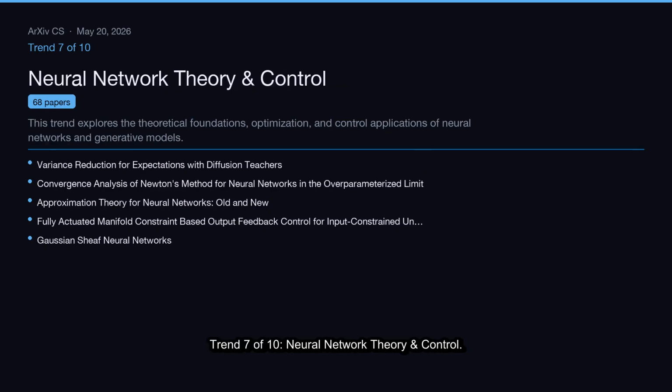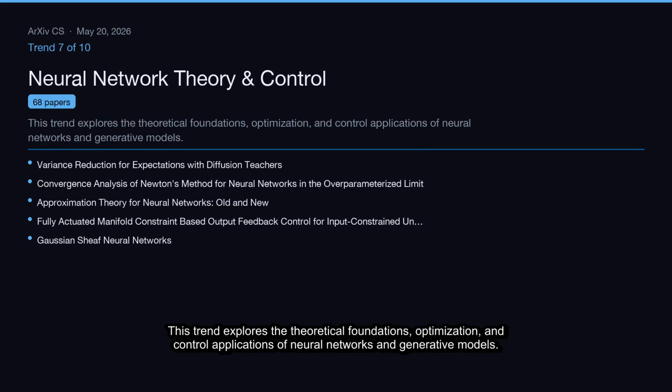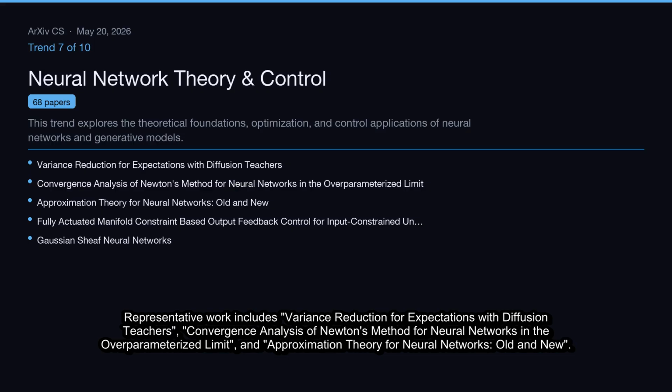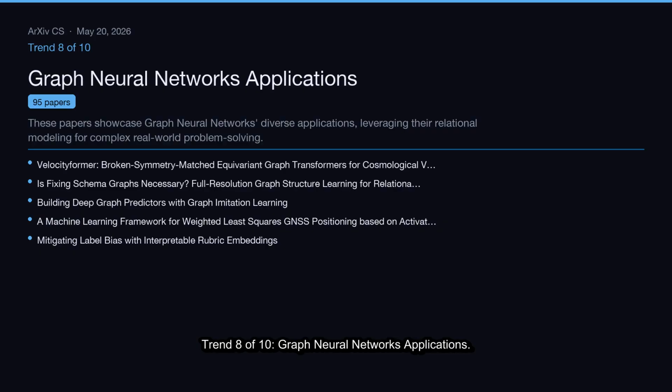Trend 7 of 10, Neural Network Theory and Control. This trend explores the theoretical foundations, optimization, and control applications of neural networks and generative models. This cluster covers 68 papers. Representative work includes variance reduction for expectations with diffusion teachers, convergence analysis of Newton's method for neural networks in the overparameterized limit, and approximation theory for neural networks, old and new.